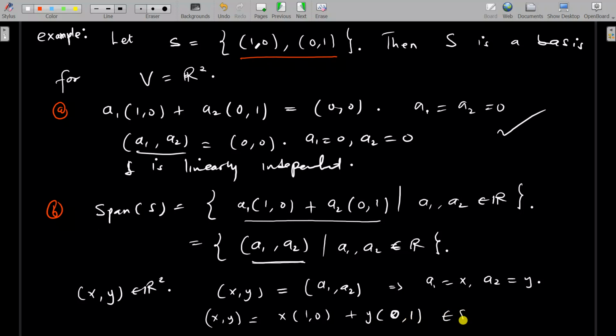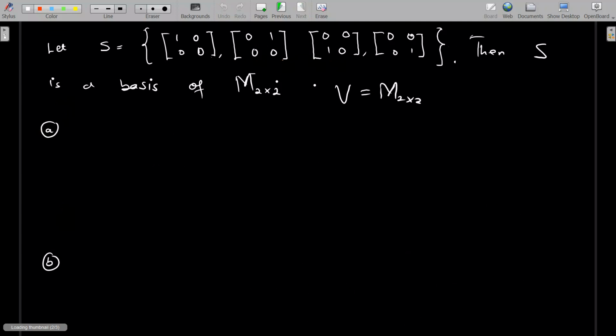So this basically belongs to the span of what? S. Because the (x, y) that we've picked here is expressed as a linear combination of vectors in the set S. Okay, so it means that whatever vector you can think of in R2 can be expressed as a linear combination of vectors in S. That means all the vectors in R2 belong to the span of S. So indeed, the span of S here is equal to R2. Okay, and that is exactly what we wanted to show. So yes, S is a basis for R2.